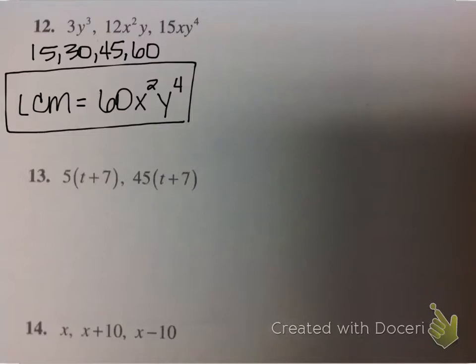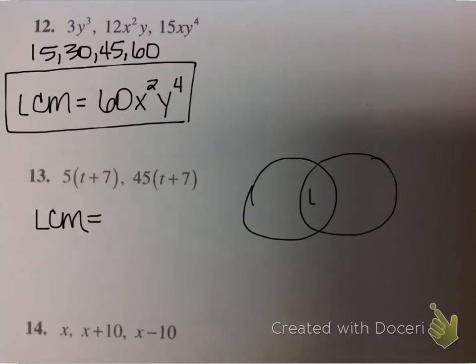Now this next one looks a little tricky. We have 5 times t plus 7 and 45 times t plus 7. Well, hopefully you know right away that they have a t plus 7 in common. So that's definitely going to be part of your LCM, is what they have in common. In fact, if you did your 2 circles, just to give you a visual here, t plus 7 would go in the middle. It's a factor because it's got parentheses around it, and then we still have the 5 and the 45. Well, 5 and 45 actually have something in common. They have the 5. And then if we factor 5 out of 45, we're left with 9.